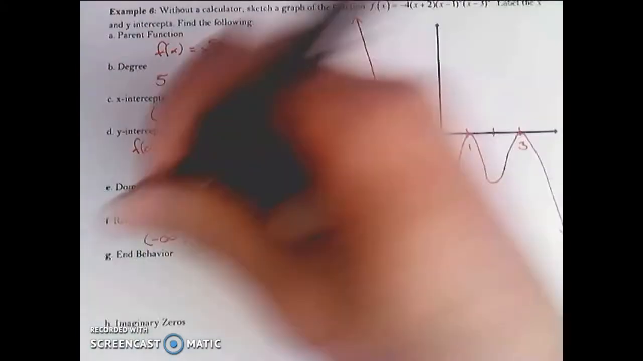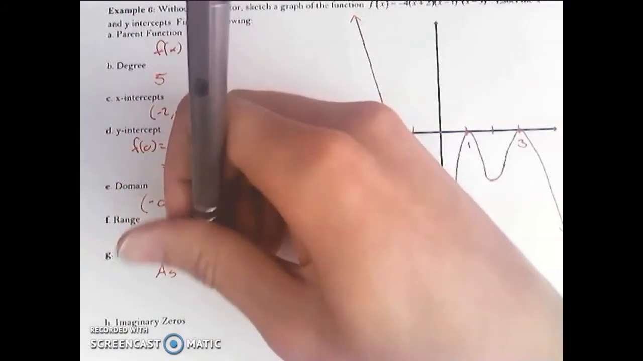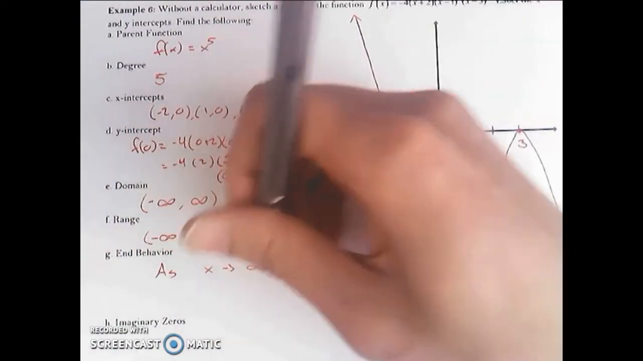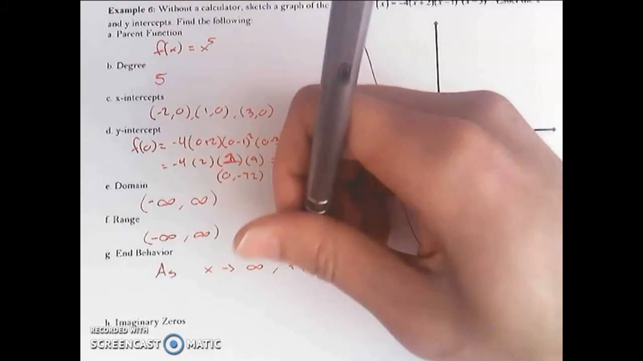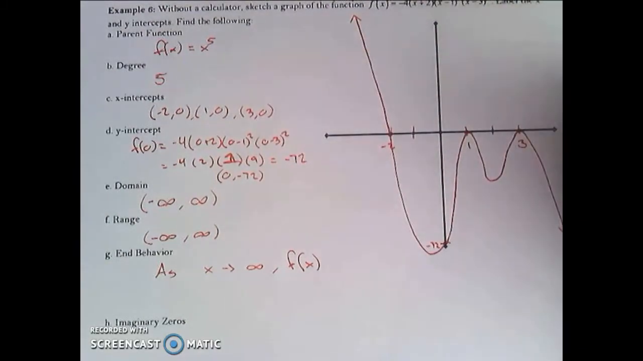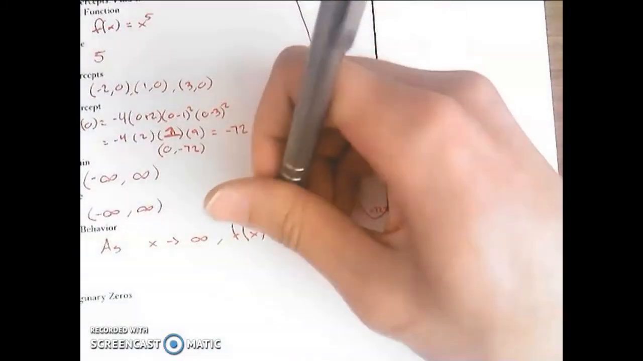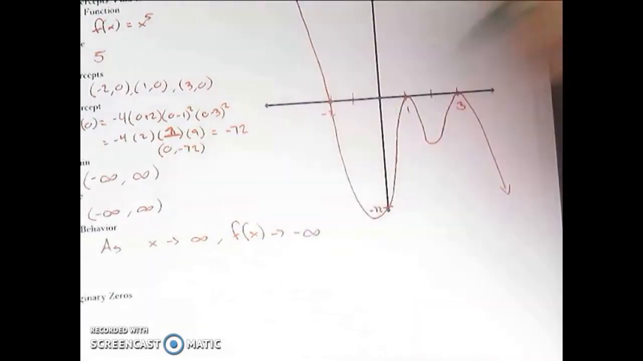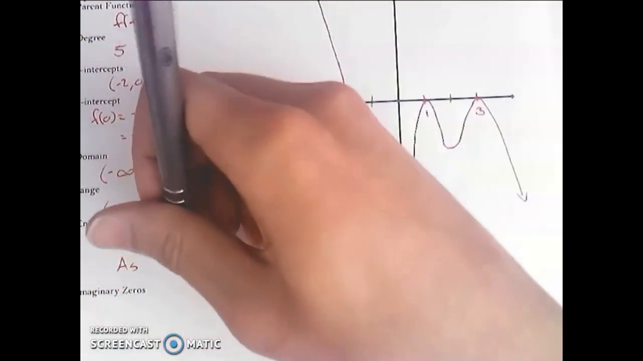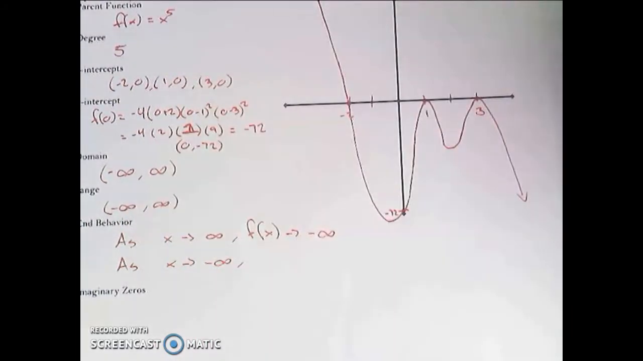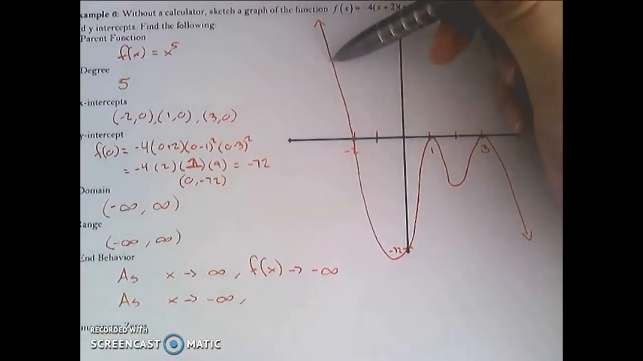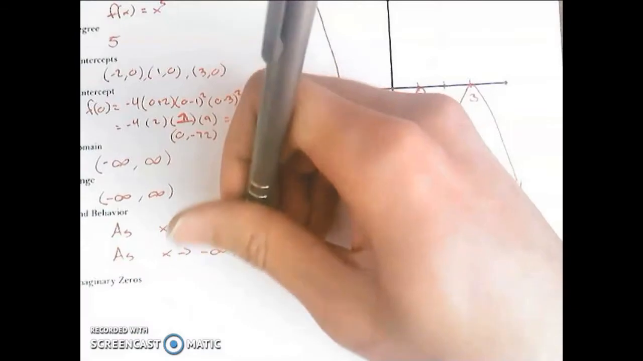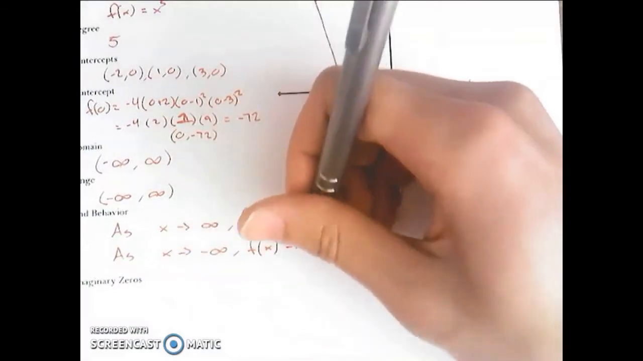The end behavior, as x approaches positive infinity, what happens to our function? As we increase x, our function decreases. So our function approaches negative infinity. As x approaches negative infinity, what happens to our function? It's increasing. So f of x approaches positive infinity.